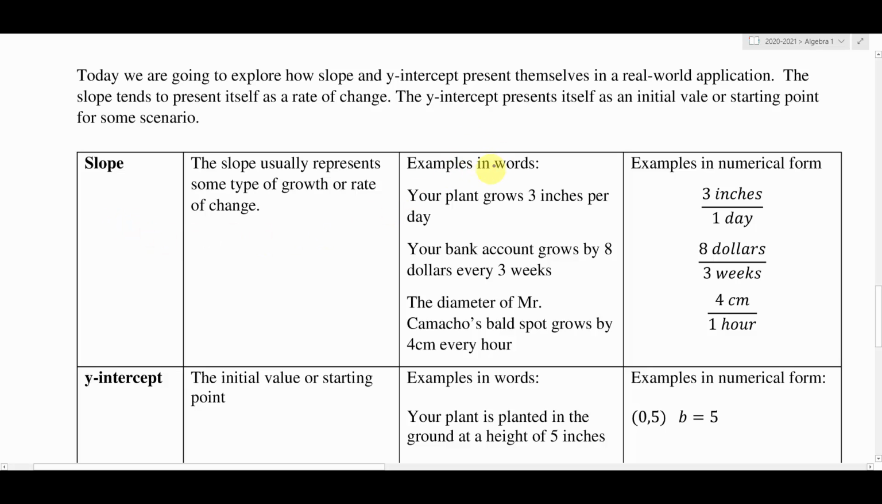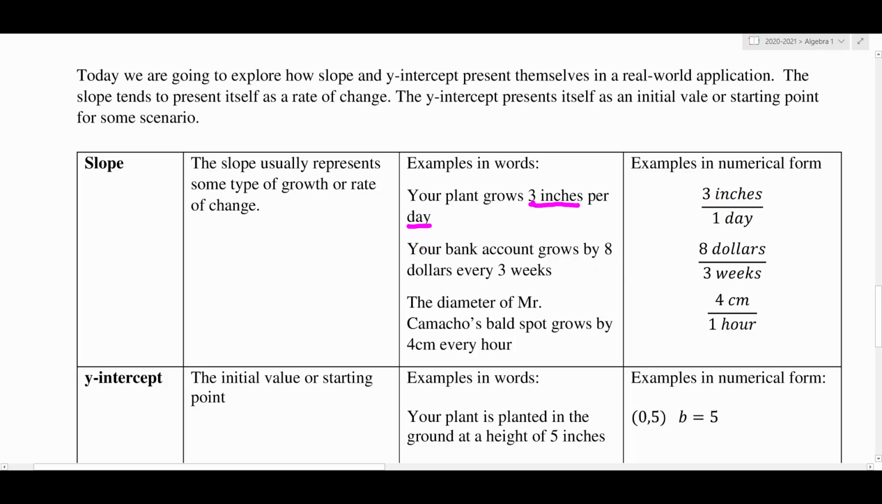All right, so some examples, like maybe you plant something and it grows 3 inches per day. All right, so we look for our clues here: 3 inches per day. And if I were to write that as a slope as we know it, where we have a rise over run, we would say the rise is 3 and the run is 1 day, right? So we get 3 inches over 1 day. All right, so we would look for something like this in our word problem, and then we would translate that into something numerical that we can work with, like this.